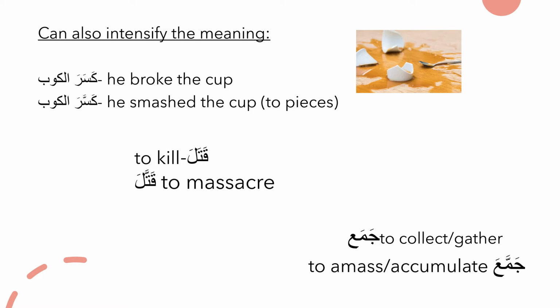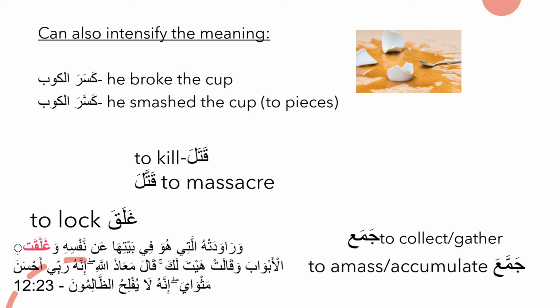And we can see this as well, another example from the Quran. So ghalaqa means to lock, and there's this passage from Surah Yusuf where the Pharaoh's wife is trying to trap Yusuf, and we've got the word here, ghallaqat, so I've highlighted it in pink. So ghallaqat means she really firmly locked the door. So wa ghallaqat al-abwab. Al-abwab is the plural of bab, so door. It means she really doubly locked it, made sure it was completely closed. So again, a lot more intense than just ghalaqa, just to lock.